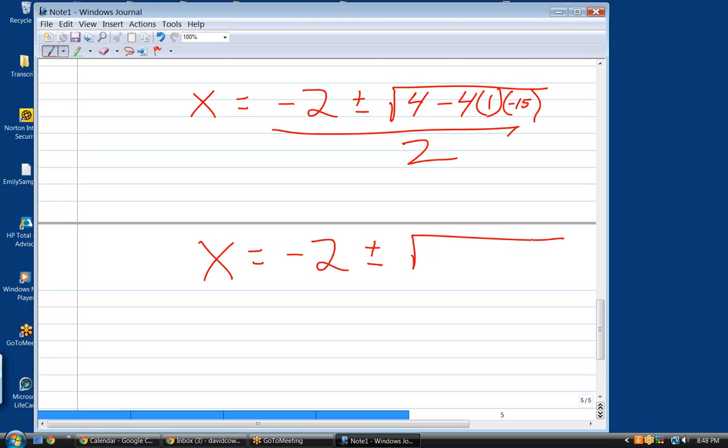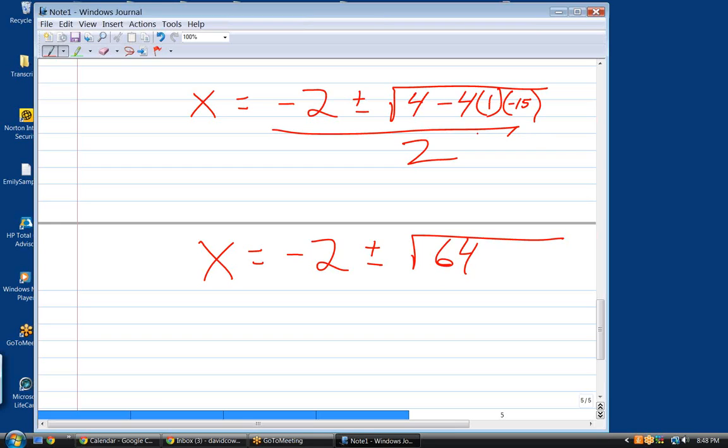What does the inside become? Let's see. If you multiply negative 4 times 1 times negative 15, it's positive 60, right? Correct. So then it'll be 60 plus 4, so 64, square root of 64.